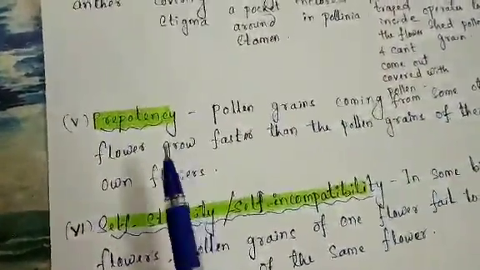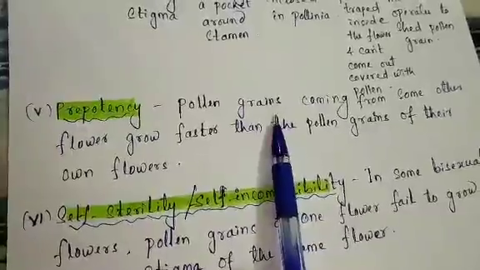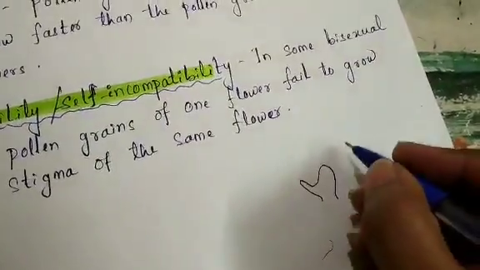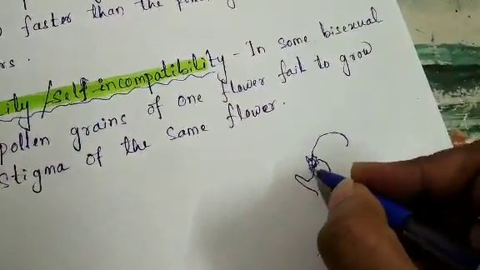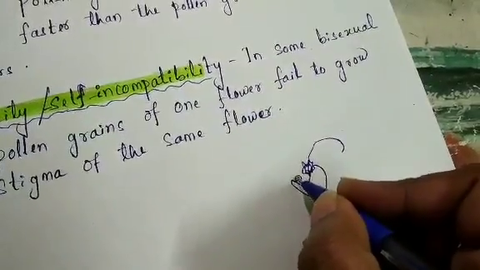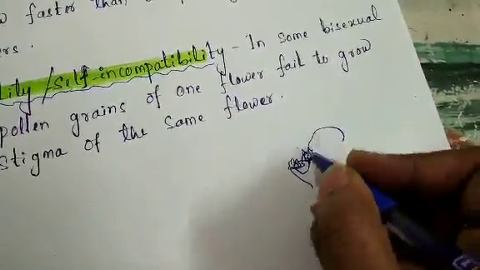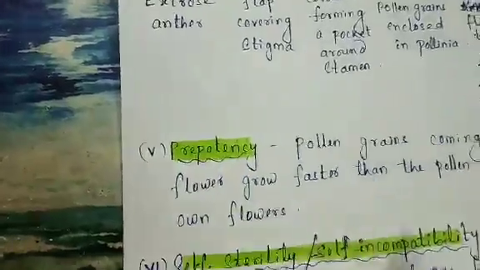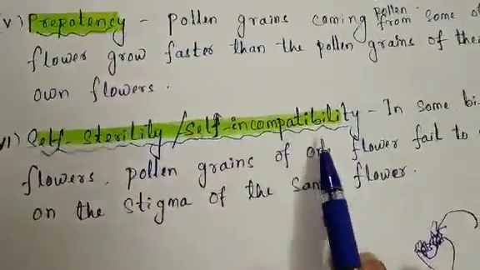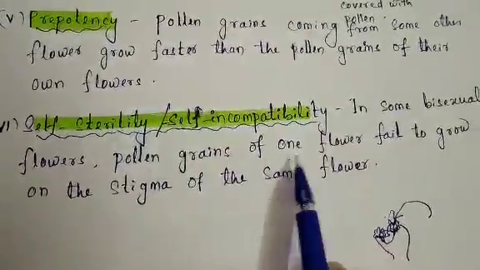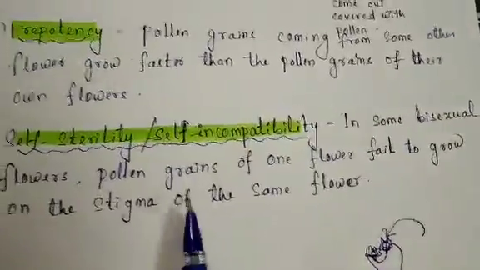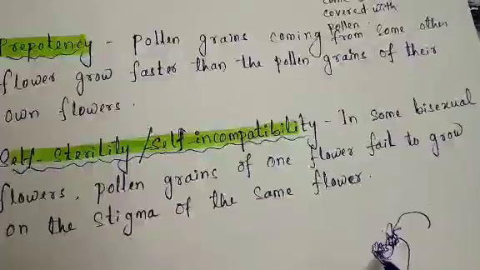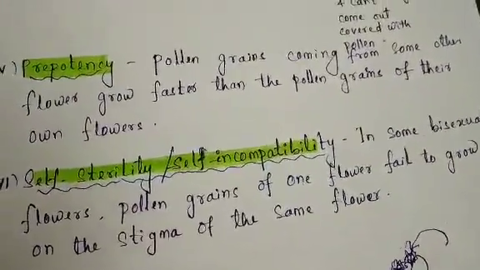Next one is called prepotency. Prepotency means the pollen grains coming from other flowers grow faster. That means if a pollen grain from outside falls on the stigma, and a pollen grain from the same flower also falls on it, the one that has come from the other flower grows faster than the flower's own. So this is called prepotency. Next comes self-sterility or self-incompatibility. In bisexual flowers, pollen grains of one flower fail to grow on the stigma of the same flower. If a pollen grain from the same flower falls on the stigma, it cannot grow a pollen tube, so further fertilization cannot take place. That is called self-sterility.